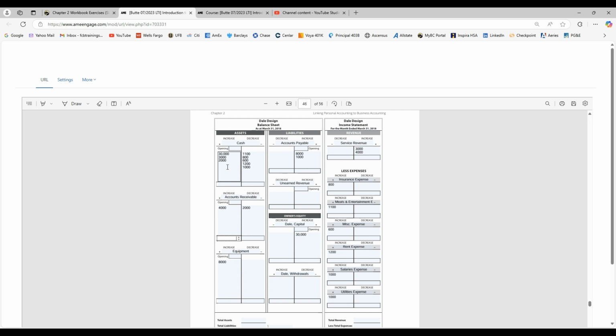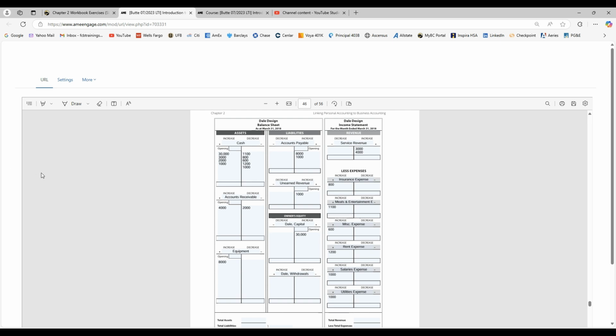And then we received $1,000 in cash for services to be performed in the future, in 3 months. And so we got the cash, but we have not yet earned that money. So until we earn it, it is still a liability known as unearned revenue. And so cash went up and unearned revenue also went up. The liability also increased.